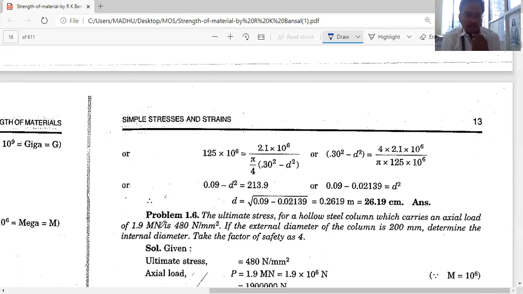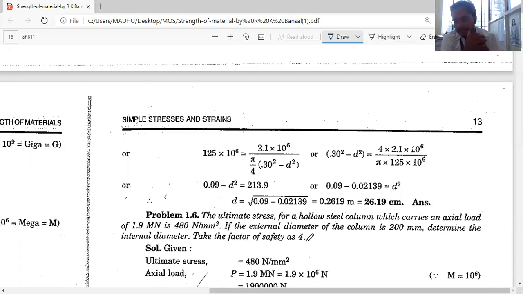So the load is given, but the type of column: it is a column, it is not a rod. It is a column, a hollow steel column. The ultimate stress is given. If the external diameter of the column is 200 mm, determine the internal diameter. Take the factor of safety as 4.